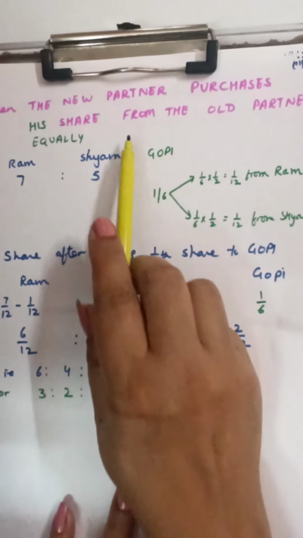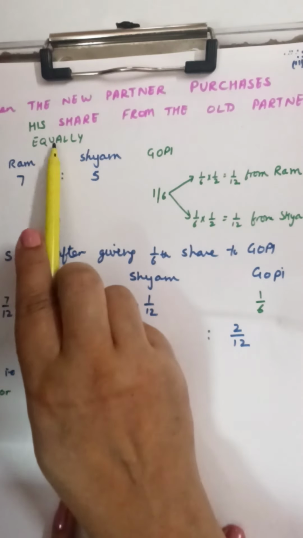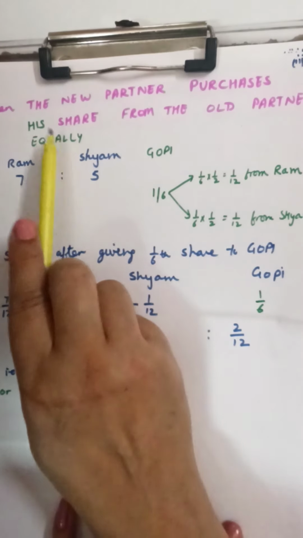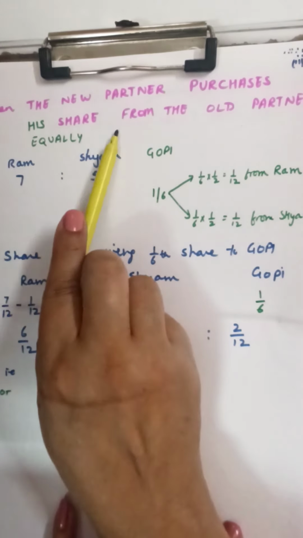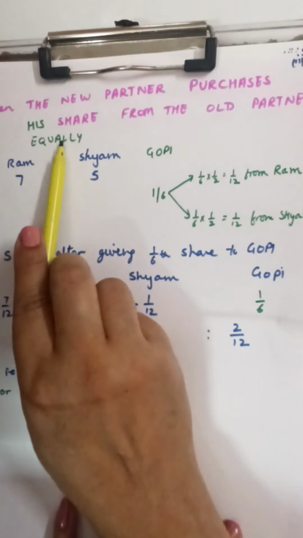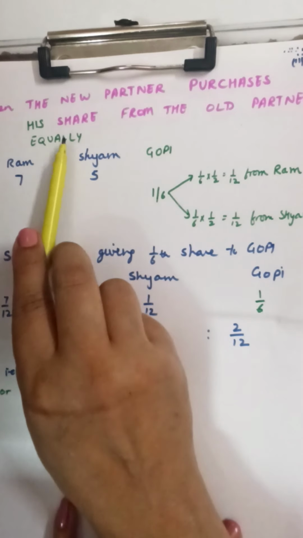Next, girls, is the case when the new partner purchases his share from the old partners. He is purchasing his share from the old partners in which ratio? Equally. Suppose he is getting 1/5 share. So 1/5 is taken, half from one partner and half from the other partner. So he is getting that share from the existing partners in equal ratio.